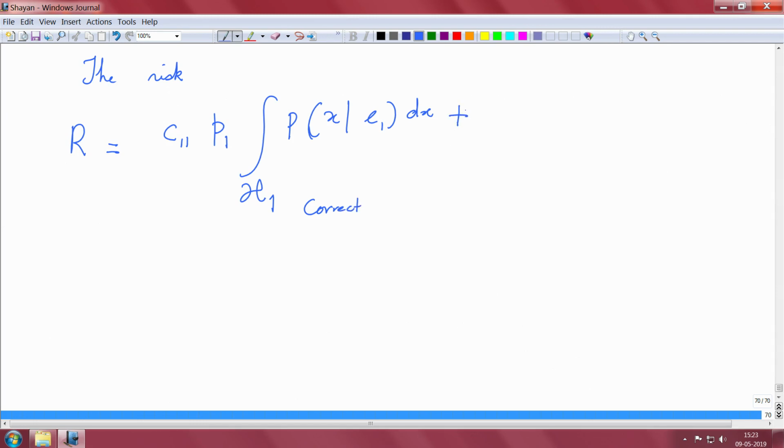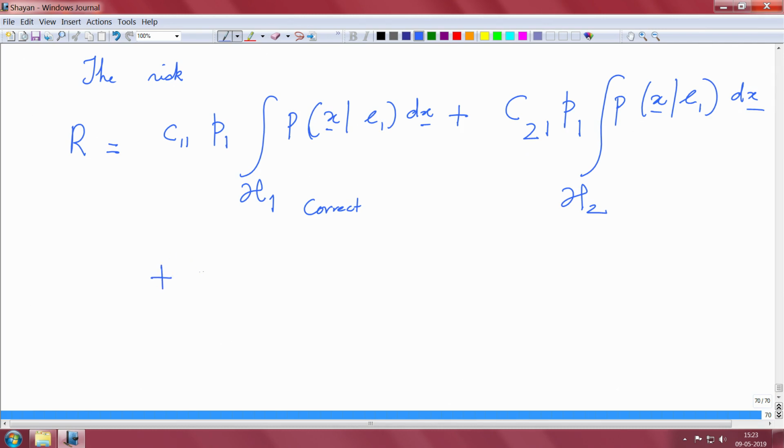Similarly, if it is incorrect, so I assume that I start with class 1 which is correct and I incorrectly decide it to be class 2, the priori associated would be class 1 which is P1 and you integrate this over the space H2, observation space H2 of the conditional distribution of x given C1. That means C1 is correct and I assume it to be C2. There is a cost associated which is C21.